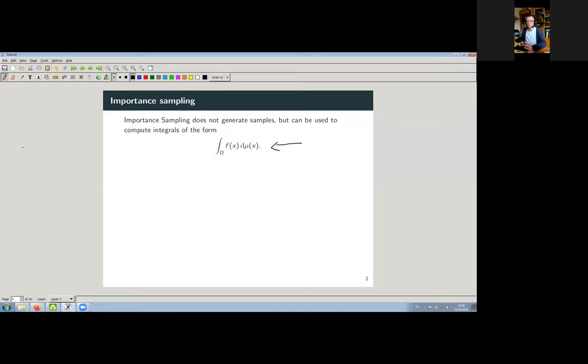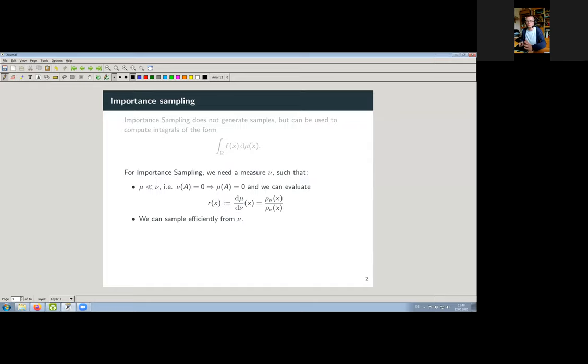Okay, so importance sampling computes those integrals which we're interested in, like the mean or the variance or other things like that. And we need something else. So we have some measure of interest, which is mu. And additionally, we need a measure nu. I hope this difference doesn't get lost in my language. I will also call this measure nu the reference measure. And what does this reference measure do?